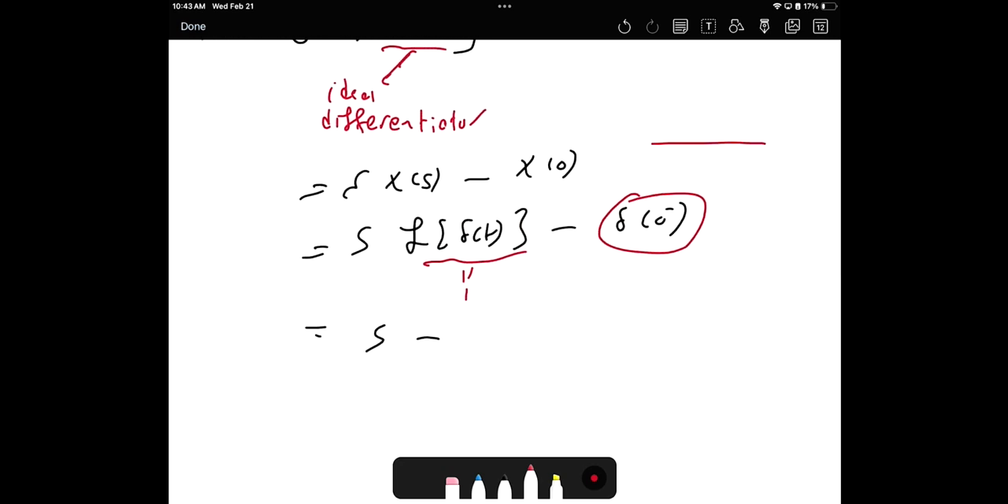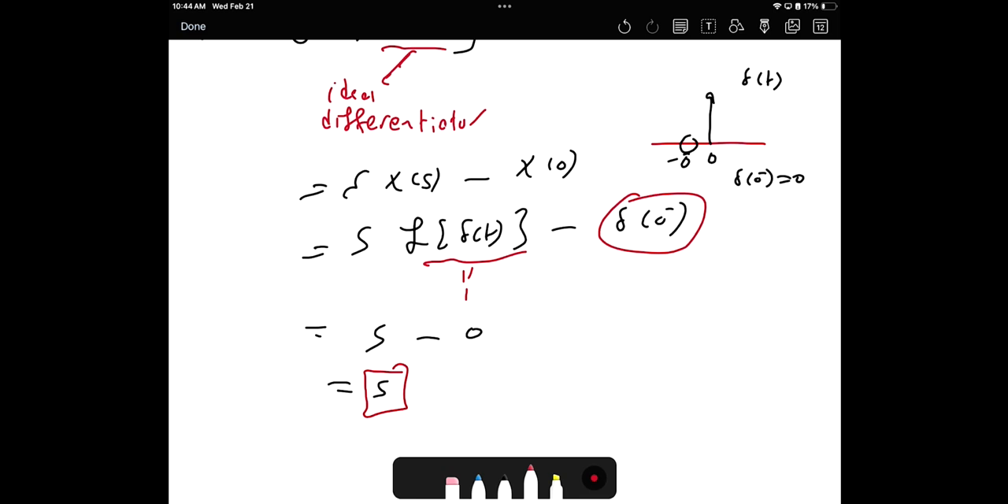We call it the delta function at 0. This is delta of t. Then 0 minus is located here. So the value is what? 0. So it will be s minus 0, therefore the final answer will be s. So the Laplace transformation for the ideal differentiator is s. This is something important that you will really use in the future, s as an ideal differentiator.